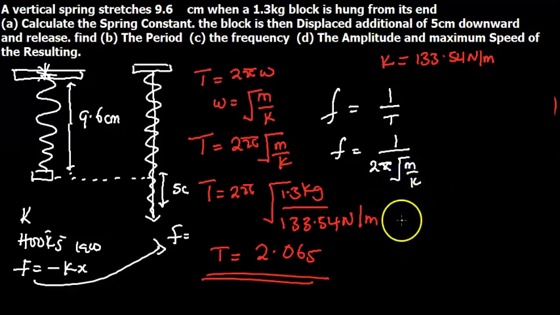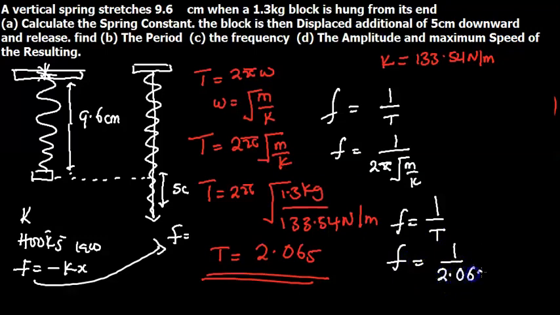Let's just stop here and say frequency is what? 1 divided by time. Frequency is 1 divided by 2.06 in seconds. If you punch this in your calculator, this is simply going to be our frequency. Remember, the unit is in hertz. This is going to be 0.485 in what? Hertz.